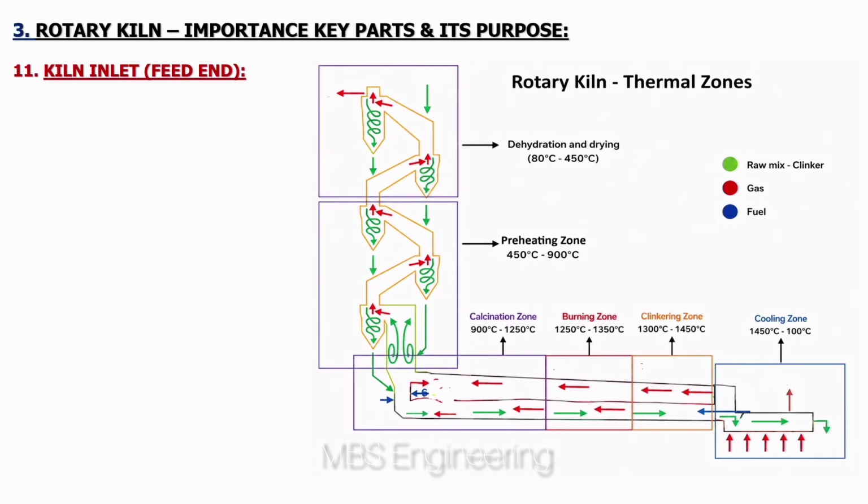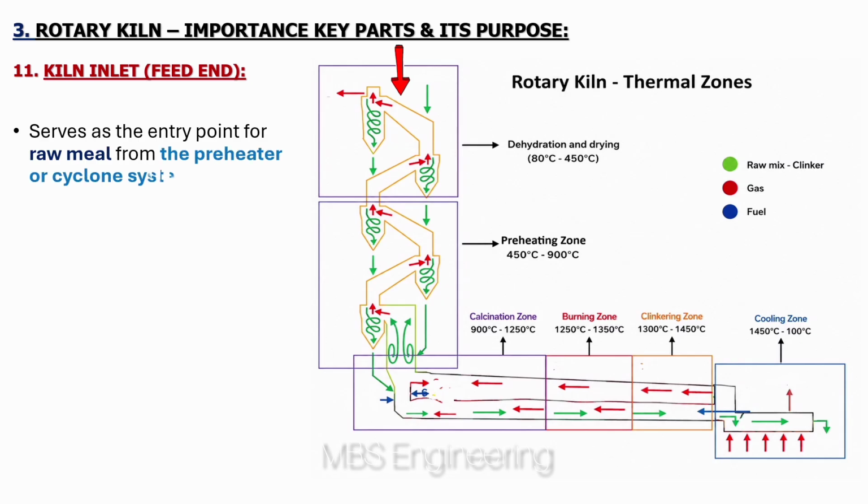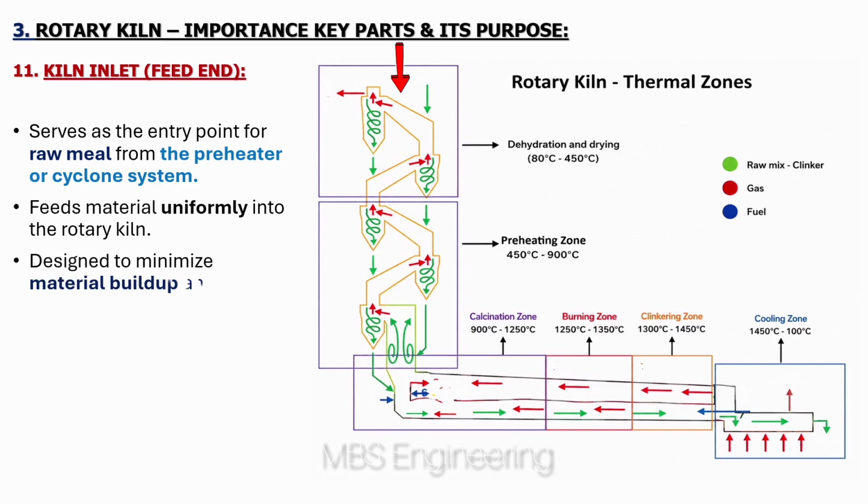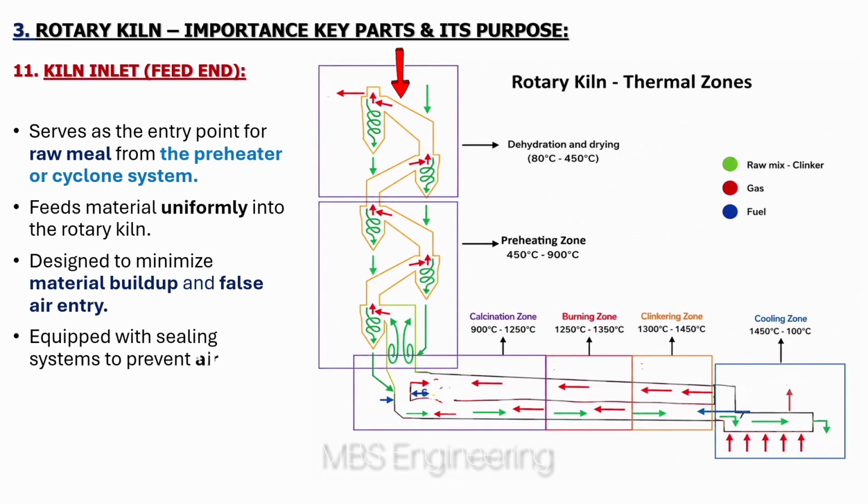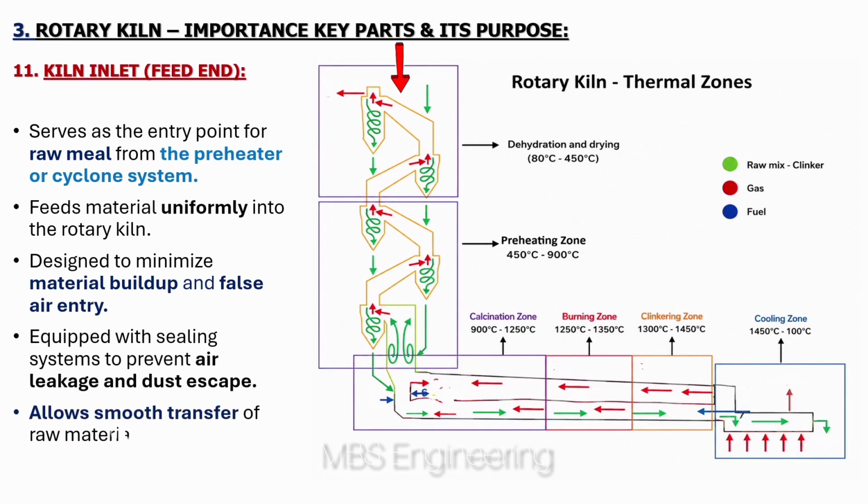The 11th important key part is the kiln inlet, or feed end. Please refer to the picture showing the kiln inlet, or feed end. Serves as the entry point for raw meal from the preheater or cyclone system. Feeds material uniformly into the rotary kiln. Designed to minimize material buildup and false air entry. Equipped with sealing systems to prevent air leakage and dust escape. Allows smooth transfer of raw materials while hot gases flow counter-currently.